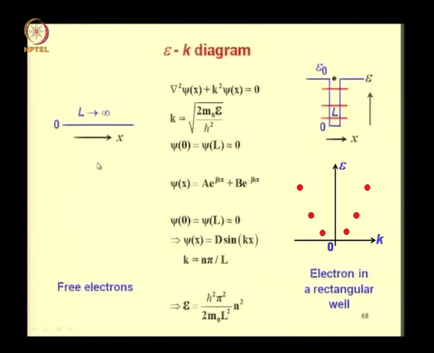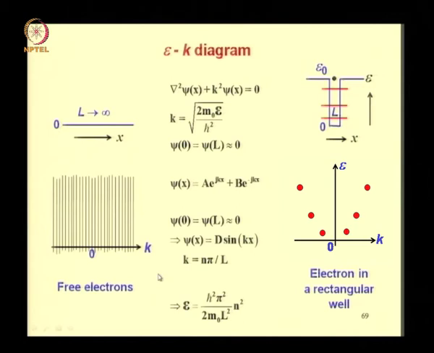Now let us look at the picture of free electrons. Now this picture can be regarded as corresponding to the picture of an electron in a potential well of width L going to infinity. Okay, when L tends to infinity, the picture is that of a free electron. Now let us see what happens to these formulae when you put L tending to infinity. So clearly as L becomes larger and larger, your K values which are allowed start coming closer and closer, because pi by L becomes smaller and smaller. Okay.